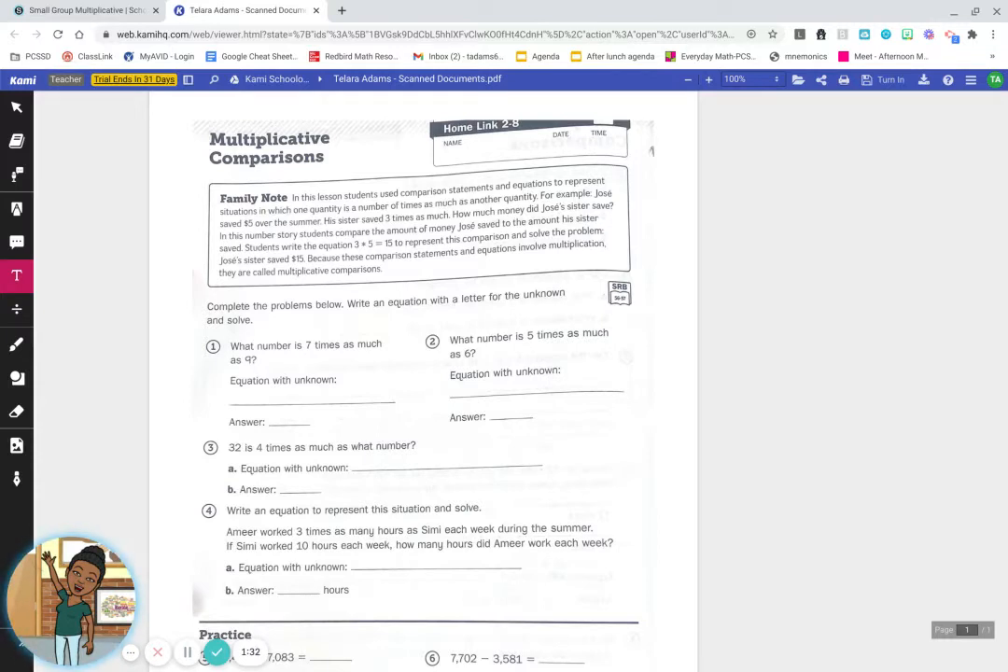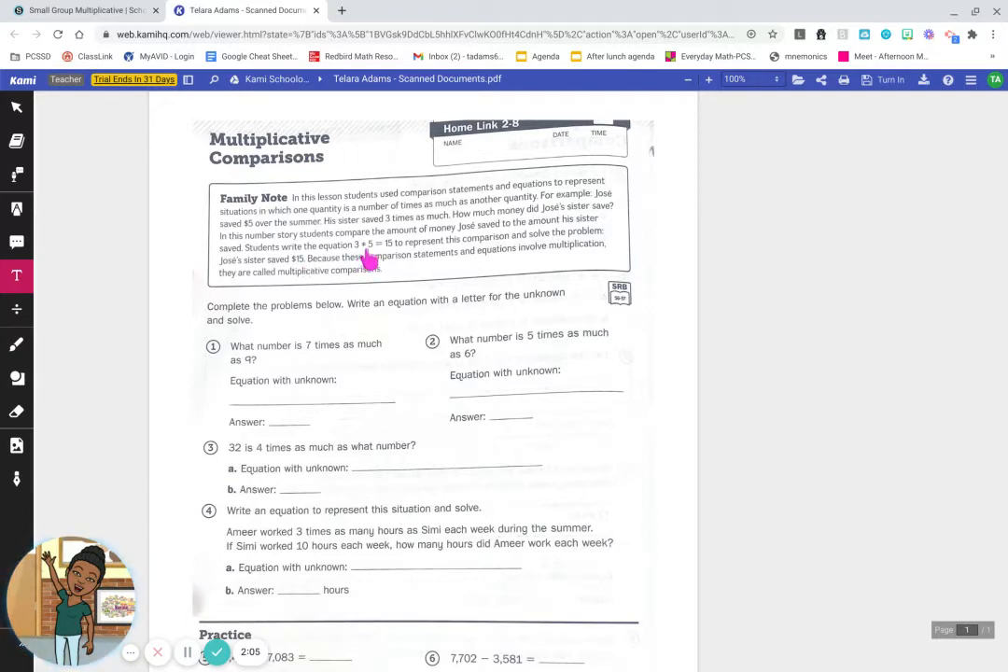In this number story, students compare the amount of money Jose saved to the amount his sister saved. So we're going to compare. Students will write the equation 3 times 5 equals 15 to represent this comparison and solve the problem. Jose's sister saved $15. Because these comparison statements and equations involve multiplication, they are called multiplicative comparisons. And this is exactly what we had for our lesson yesterday.